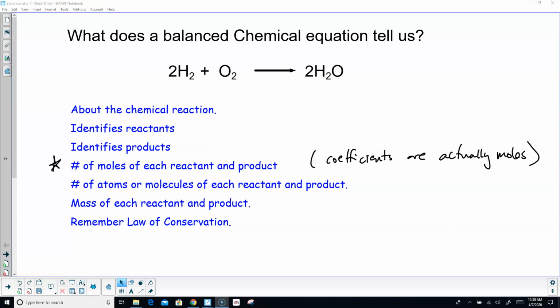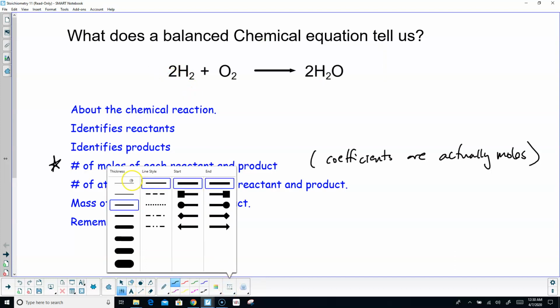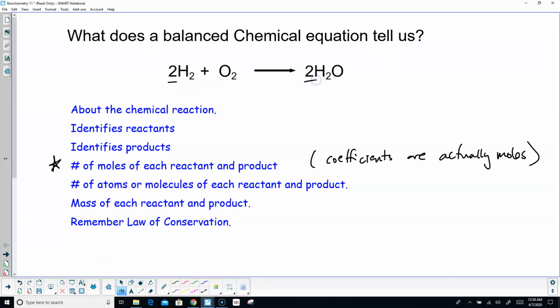And then, it's that whole thing with the law of conservation of matter. So we're not creating elements, we're not destroying elements, we're just rearranging them in a chemical reaction. But the main thing is these coefficients, these numbers in front, those things are moles. So we've been working with moles and now we know what we're going to do with them.